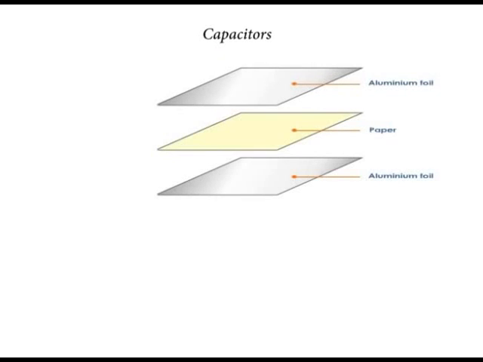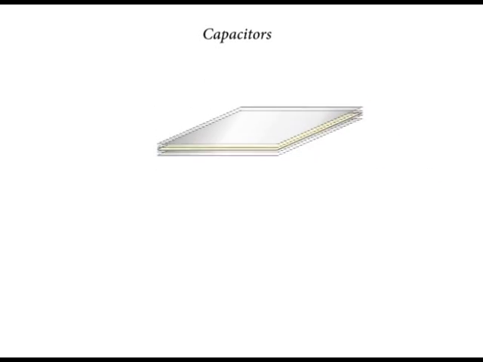The simplest capacitor is made by sandwiching a piece of paper in between two pieces of aluminum foil as shown here. This may not be a perfectly good capacitor in terms of its storage capacity, but it can store charges.